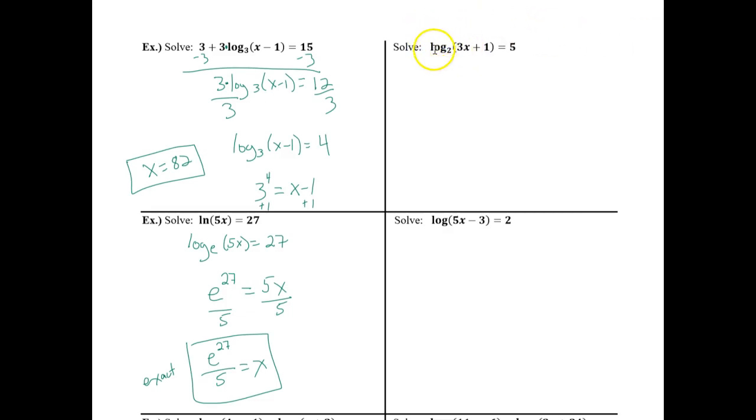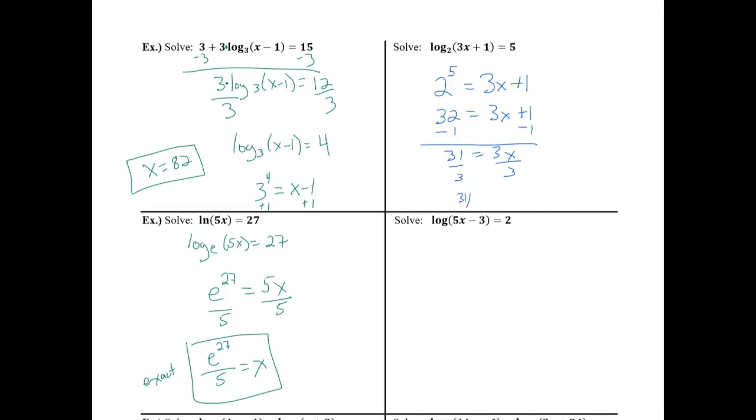First one, the log is isolated. The only thing I have to do is undo the log by rewriting it exponentially. Start with the base. The base is 2. Logs equal exponents. The exponent is 5. And then that will equal what we took the log of, 3x plus 1. 2 to the 5th is the same thing as 32. And then we still need to solve for x. So I subtract 1 from both sides. I get 31 equals 3x, and then we divide by 3.